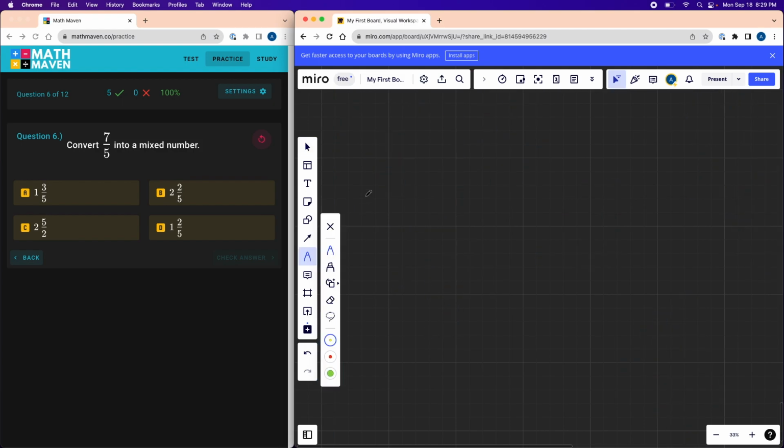All right. Converting an improper fraction into a mixed number again. Convert 7/5 into a mixed number. So press pause and try this one out on your own.